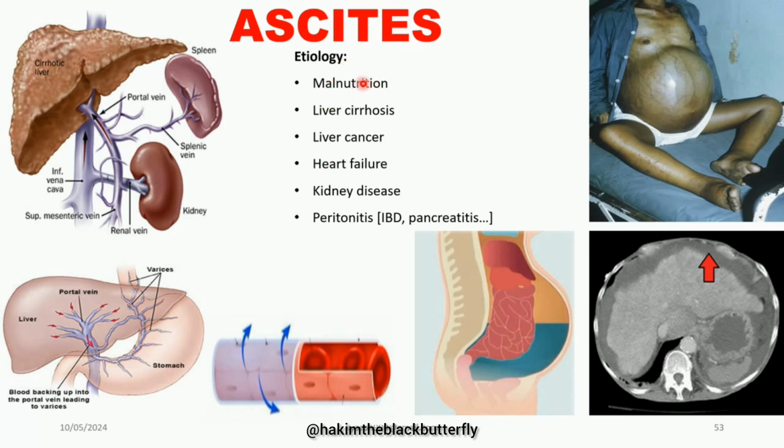Number one, it can occur in kids who are malnourished. Anyone to explain this? Why will it occur in kids that are malnourished? By show of hands, anyone to give us an explanation for that?